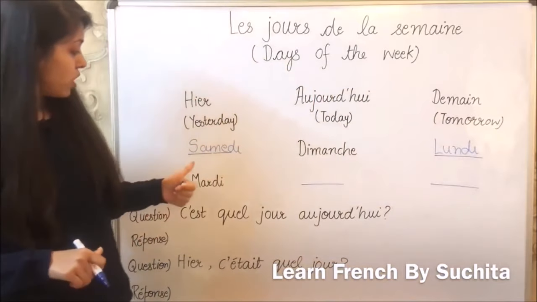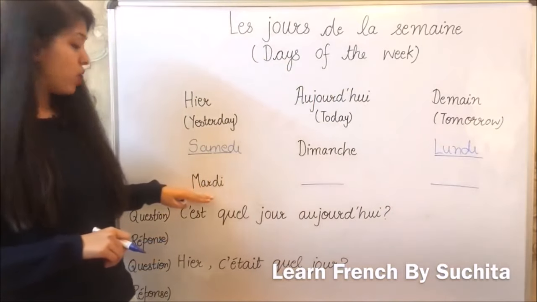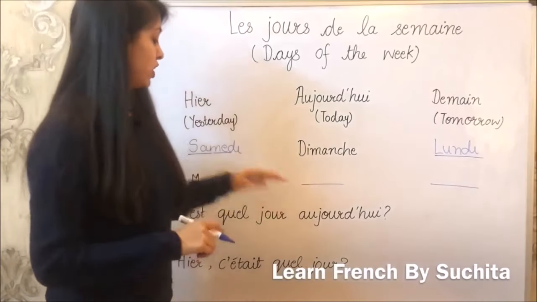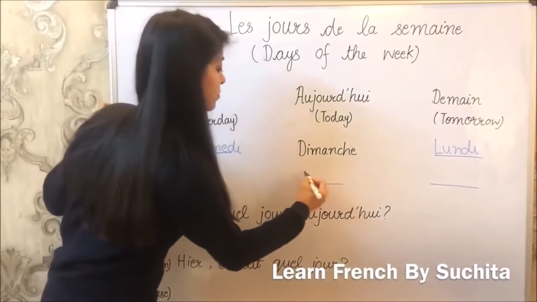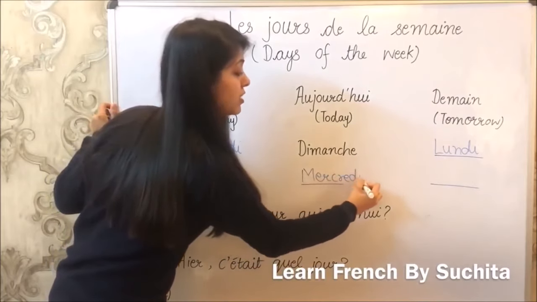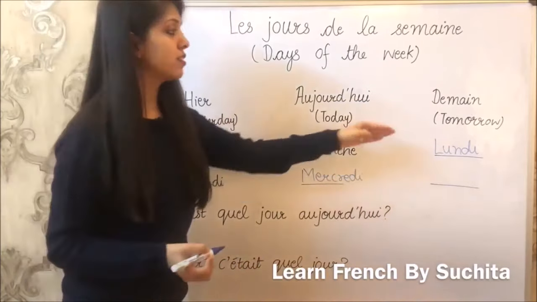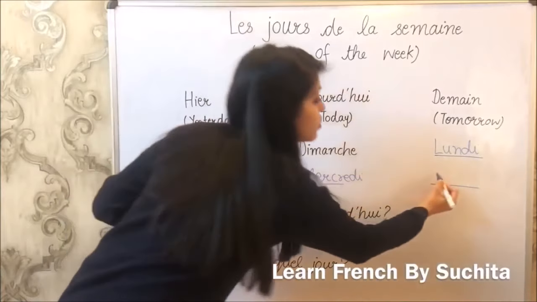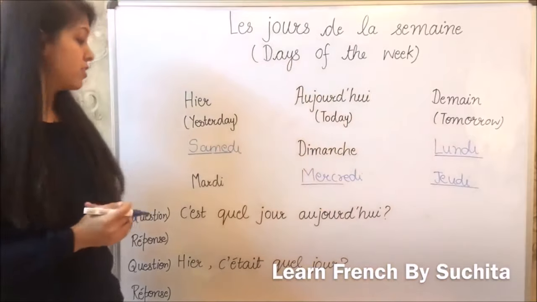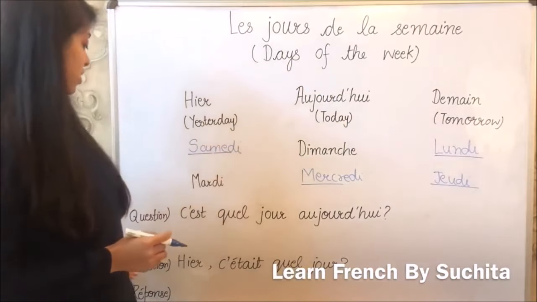Bravo. If yesterday was mardi, which means Tuesday, so today would be mercredi. And demain, demain, which means tomorrow, would be jeudi.